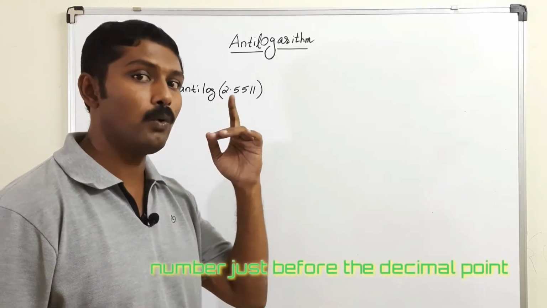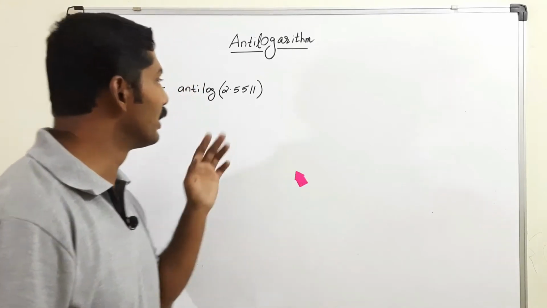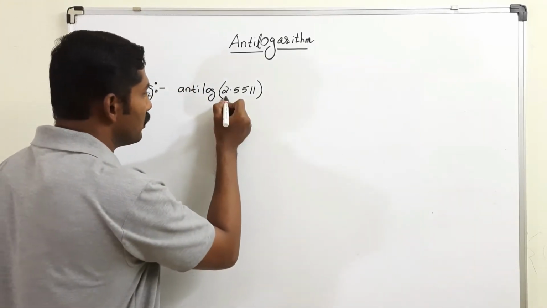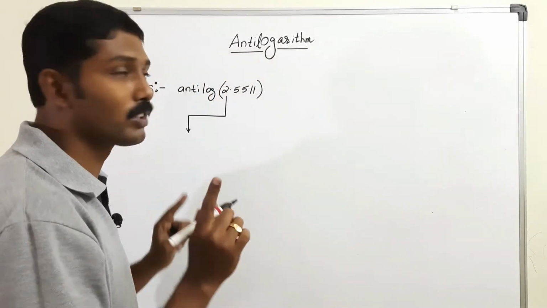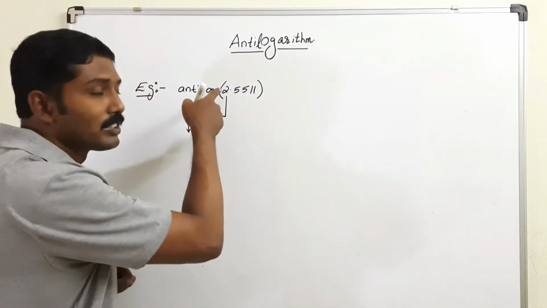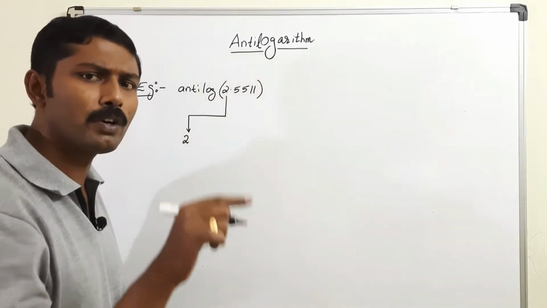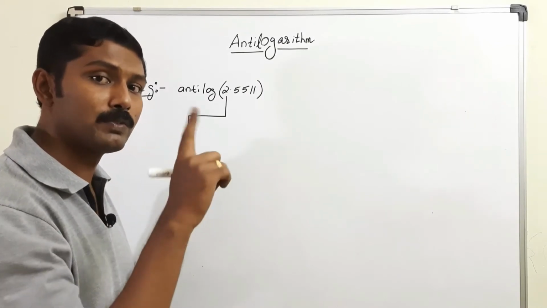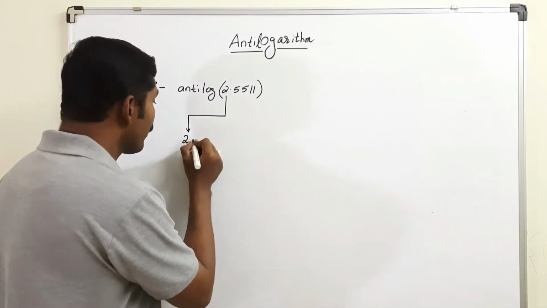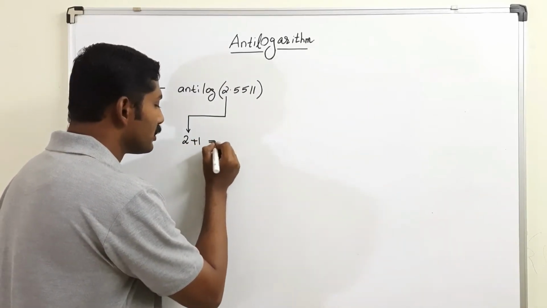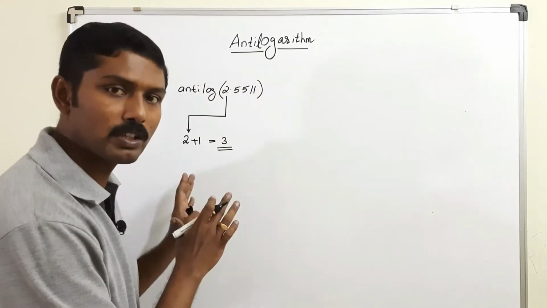So how do we find the characteristic in log? You remember, minus 1. So what we are going to do here is take this number. We are not counting the number of digits as in the case of logarithm. Here we are taking the number directly. What is the number? The number is 2. In logarithm we subtract 1 from the number of digits, but here we are going to add 1 to this. So you are going to get this number as 3. Let that number 3 be there as such. We are not doing anything on that.